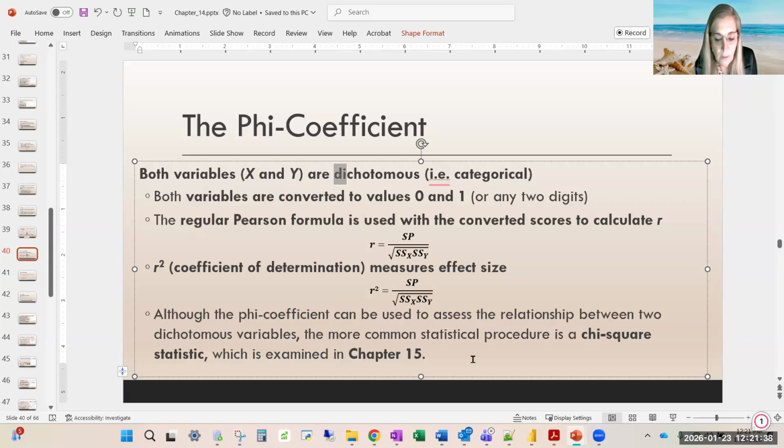Although the phi coefficient can be used to assess the relationship between two dichotomous variables, a more common statistical procedure is to use the chi-square statistic, which we'll go over in our next chapter. All right, but these are some other options to use. Most researchers don't use this test. They will use the chi-square. It gives a little more information. However, this can be useful because it can help to tell you how much or how strong a relationship is using effect size, where the chi-square doesn't do that.